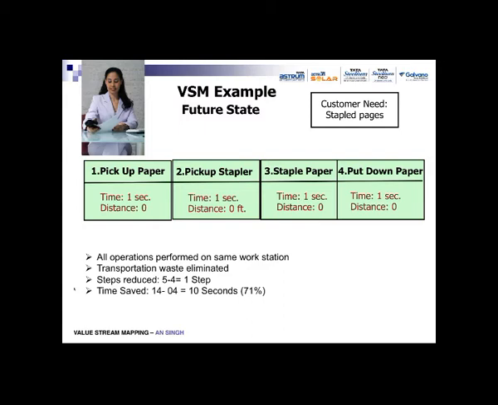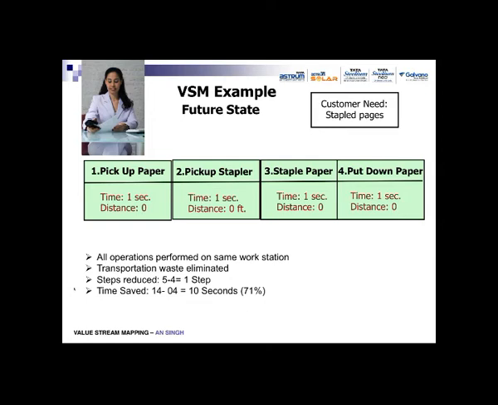So what has been done to improve this process? The layout of all 4 steps has been reorganized and all operations are performed on the same workstation. So transportation waste is totally eliminated, whereas in the earlier process, he had to travel a 40 feet distance. So one step is reduced. Now 4 steps are required instead of 5, and time is saved.